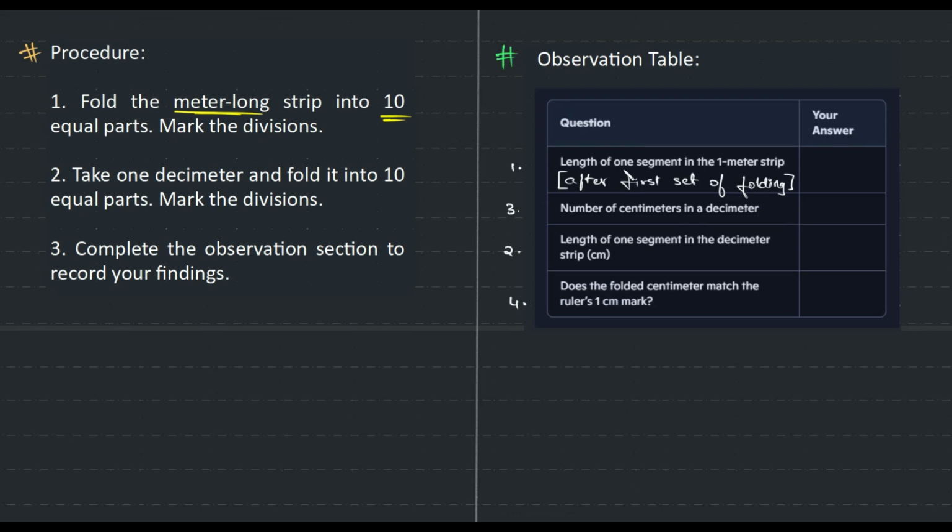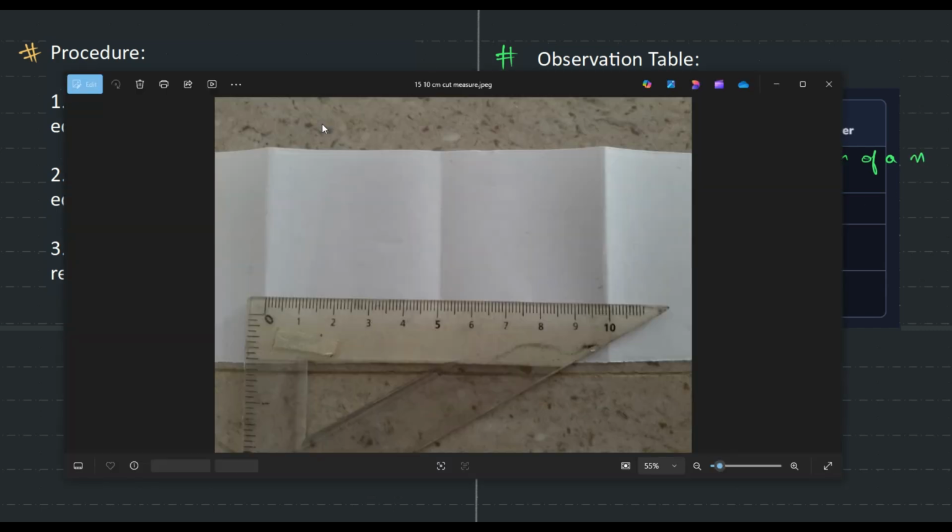Now, let's look at some observation. Length of one segment in a meter strip after first set of folding. So what is the length? I can write either as 1/10 of a meter, or I can write it as 1 decimeter, or yes, I can write it as 10 centimeter of a meter. So this is what they're asking for actually. Yeah, from here to here, what is the length? We can call it as 1 decimeter or 10 centimeter.